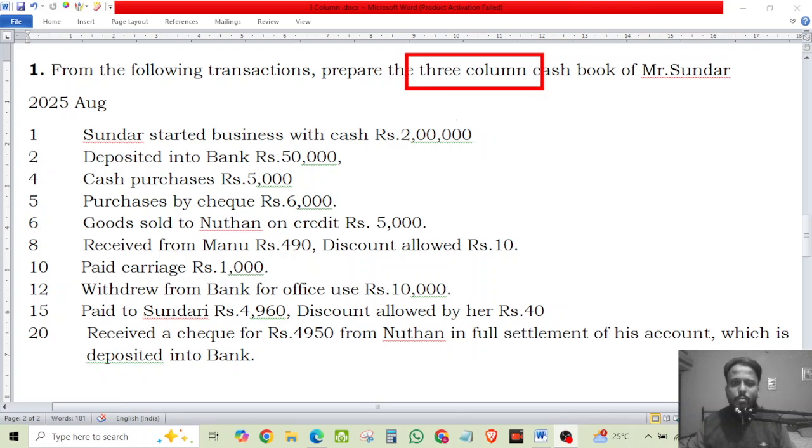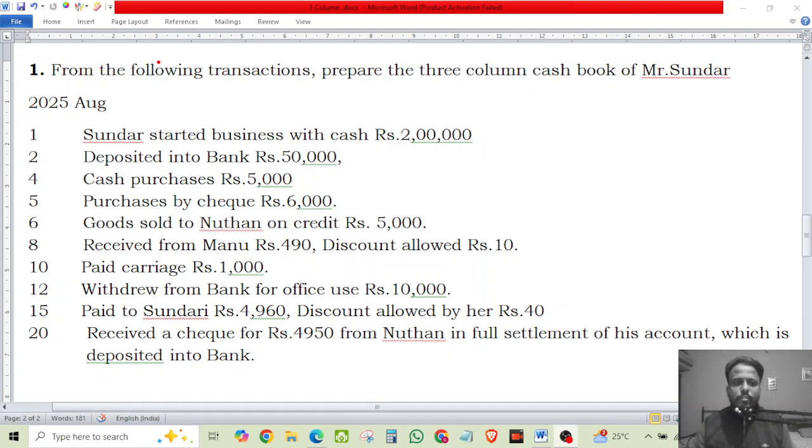So it is a combination of both journal entry as well as ledger account. Therefore, three-column cash book helps you to understand all the cash transactions. Basically, it will be bifurcated into debit and credit side. On the debit side, you will be taking all the receipts. On the credit side, you will be taking all the payments. So first of all, we'll read this question and try to solve the solution for three-column cash book.